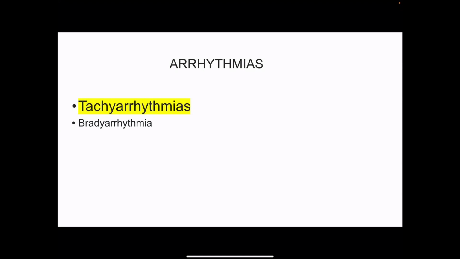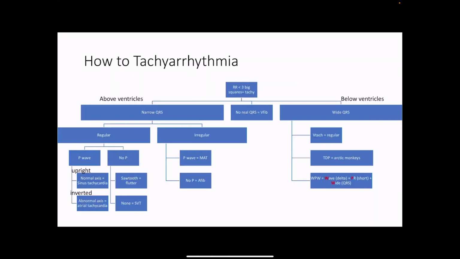No. Okay, so let's start with arrhythmias. Now, we have two types of arrhythmias, either tachyarrhythmias or bradyarrhythmias. Tachyarrhythmias means that the heart rate is above 100 because the normal heart rate is 60 to 100. So above 100 is tachyarrhythmia, below 60 is bradyarrhythmia. So we'll start with tachyarrhythmias.